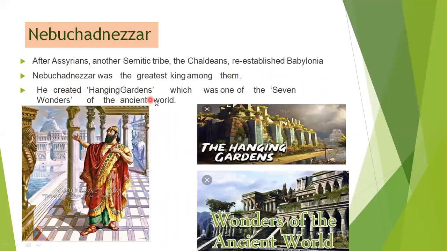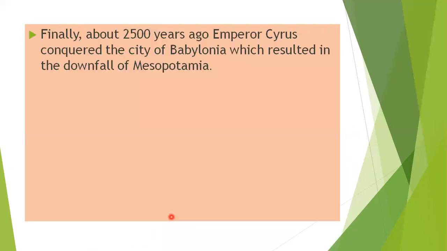He created the hanging garden. Nebuchadnezzar created the hanging garden, one of the seven wonders of the ancient world. For his wife, he constructed the hanging garden in the palace.